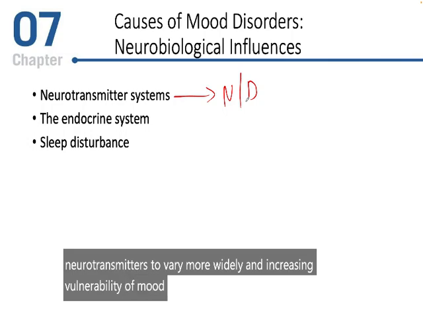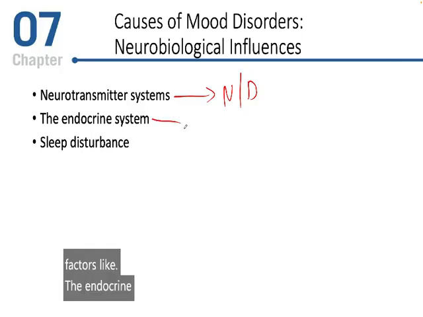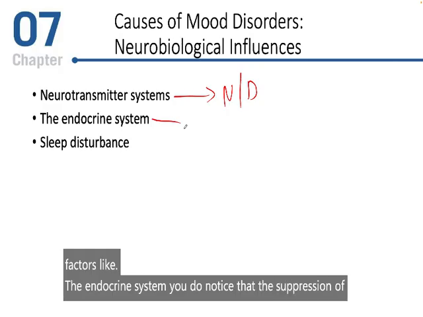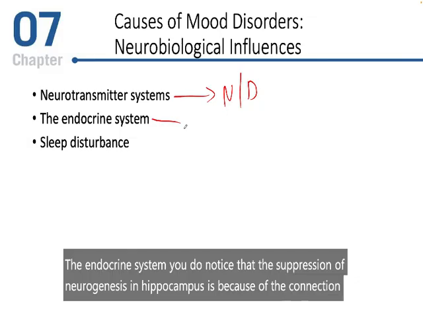And when you look at other factors like the endocrine system, you do notice the suppression of neurogenesis in the hippocampus because of the connection between high stress hormones and depression.